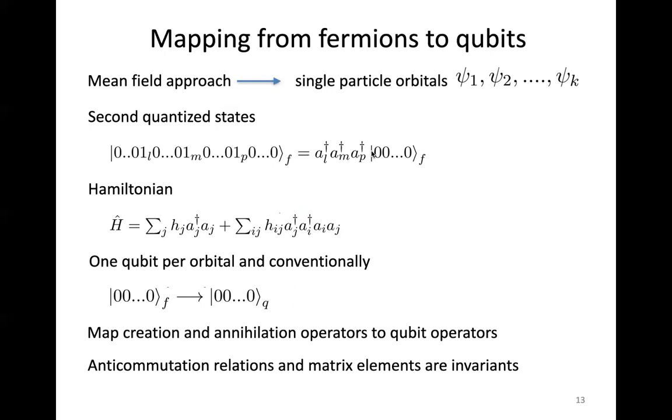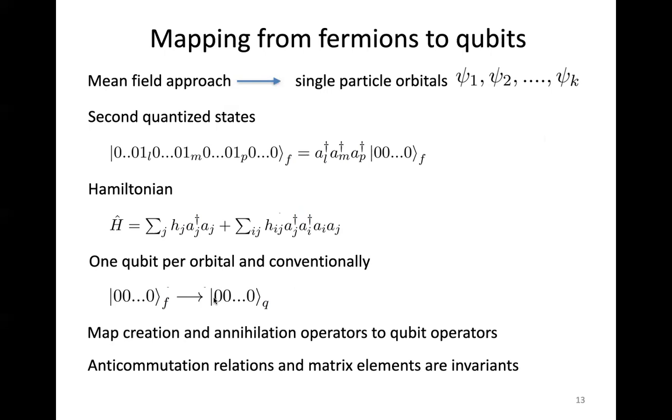And now one has to map the state of the fermionic system to the state of the qubit system. Here one does the following. First of all, the number of orbitals is equal to the number of qubits, so one qubit per orbital. Then this fermionic vacuum we map to the 0, 0, 0 state of the qubits, so this zero string. That's the convention.